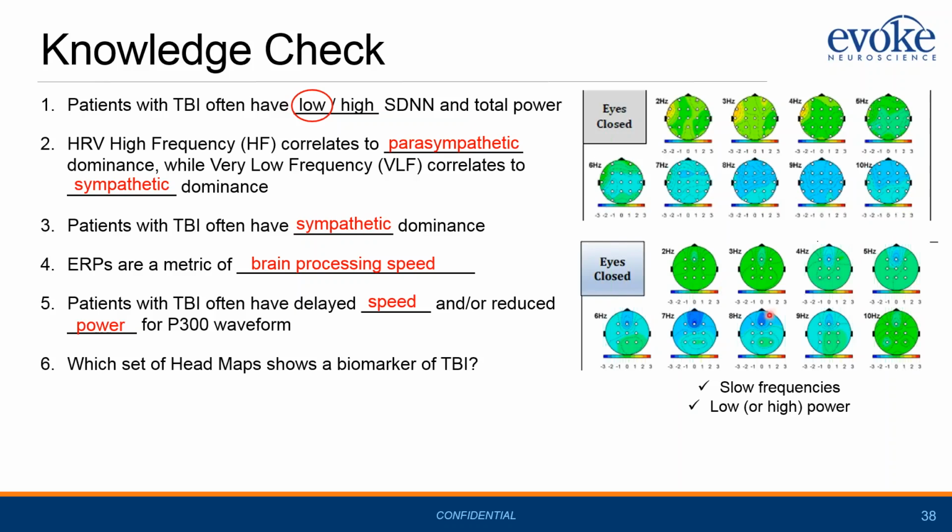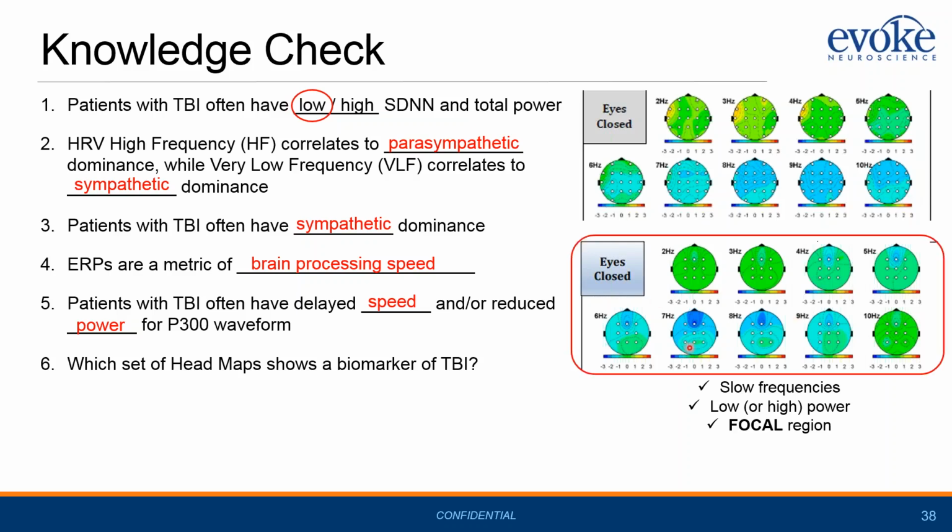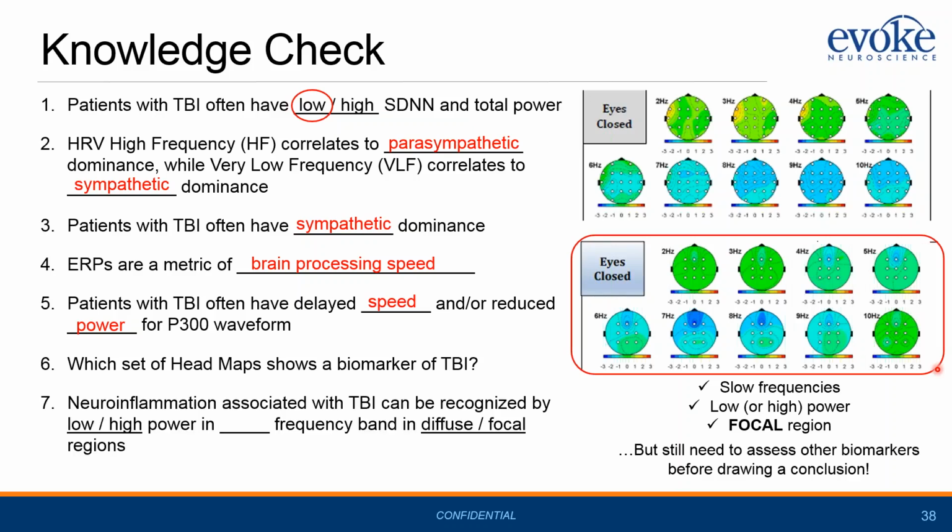So how to tell which one could be linked to TBI and which one probably isn't? It's all about the focal region, right? So here we see focal low power. Here we see diffuse low power. So we're going to conclude that it's this lower set that has the biomarker of TBI. But remember, we're always assessing things as a whole before drawing a conclusion. We're not just going to conclude this is TBI by looking at this picture alone. We care about all the other biomarkers too. And finally, neuroinflammation associated with TBI can be recognized by low power in the beta frequency band in focal regions.